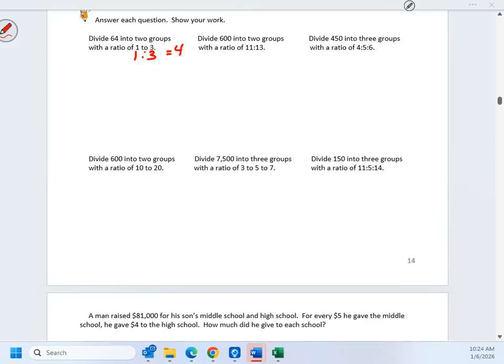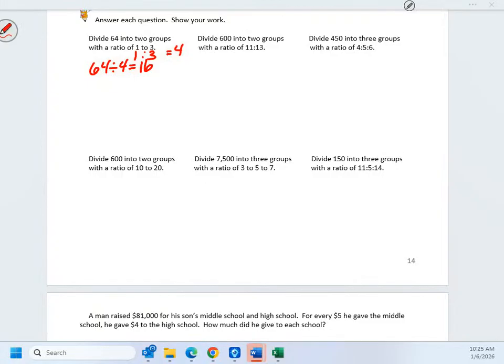What do we have to do with that information? If I know there's 4 parts and altogether it equals 64, what do I do? What was that first step? Elliot? Divide 64 by those 4 parts. I need to find out how many parts go into each of those sections. So what is 64 divided by 4? Ellen? 16.